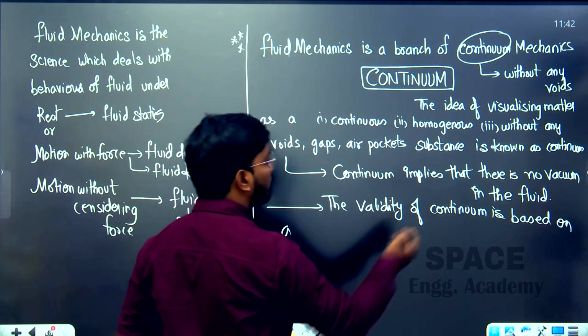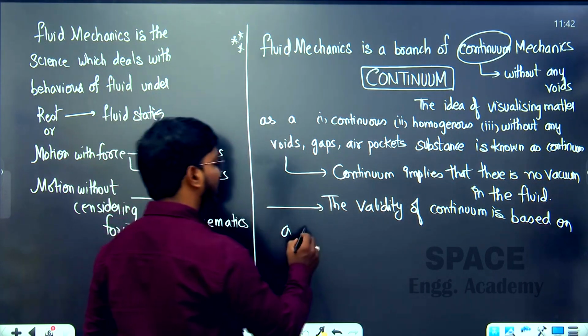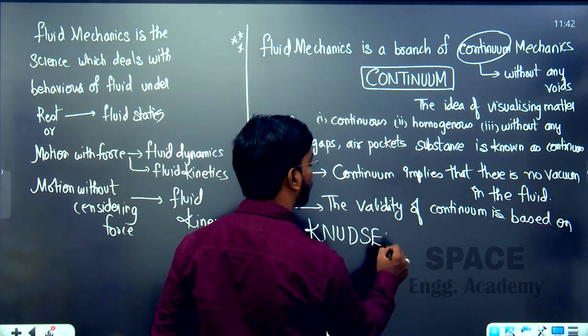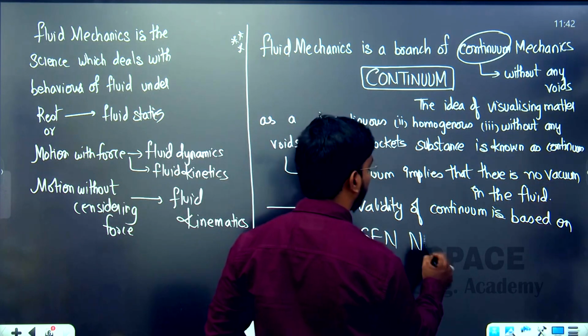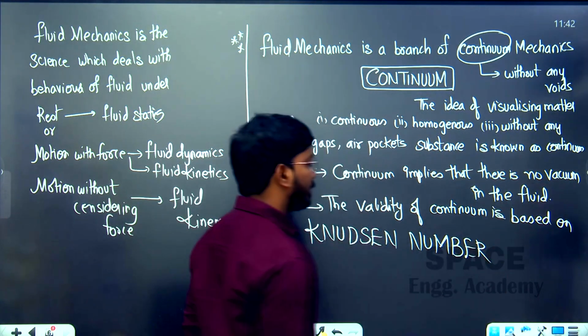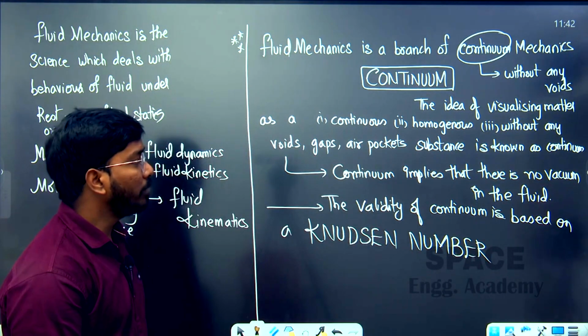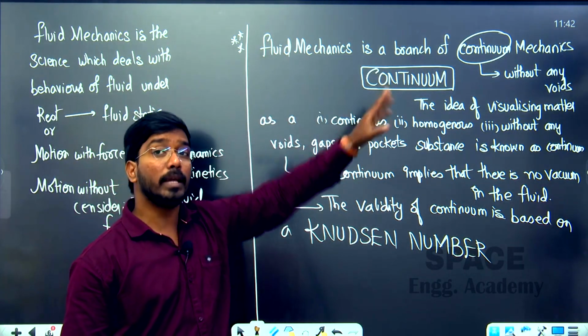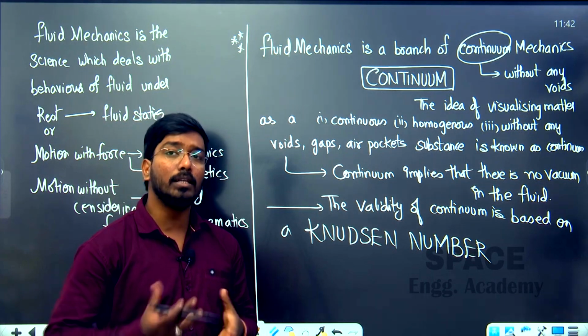The validity of the continuum is based on that number only. What is that number? Try to memorize the name, very important. This number is called the Knudsen number. Go through it one more time. What is the fluid mechanics branch? Fluid mechanics is actually a branch of which mechanics? Continuum mechanics.